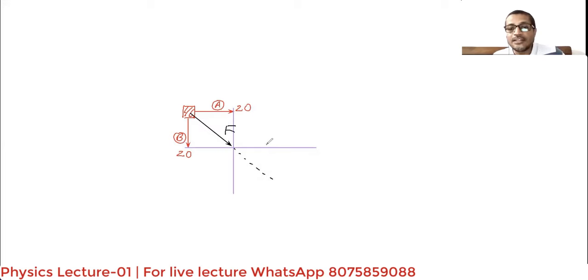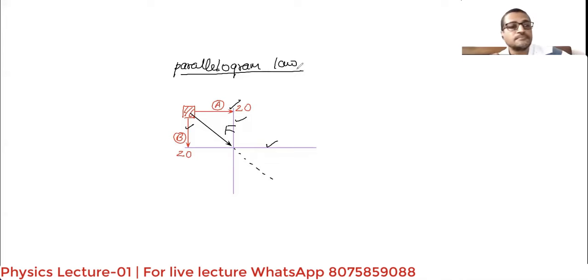We have drawn this line parallel to vector A, and this line parallel to vector B. What is it that we have drawn? Parallels. Okay, remember that name. Therefore, this approach is called the parallelogram law of addition of vectors. Got it? It is called the parallelogram law because we are drawing a vector parallel to A and a vector parallel to B.